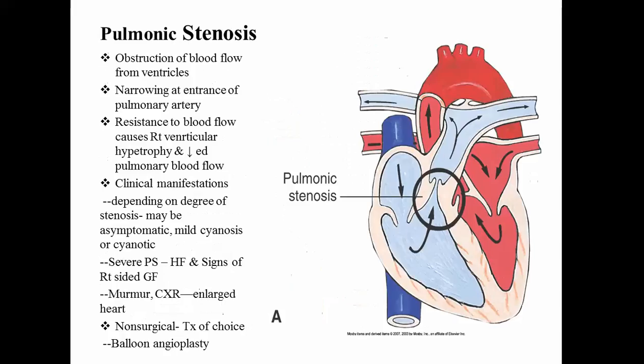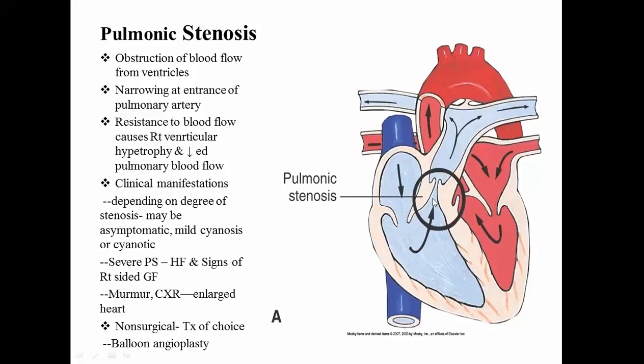Our next defect is pulmonic stenosis. This defect is an obstruction of blood flow from the ventricle. So as you can see, it's really the opposite of the aortic stenosis, but it's over here. There's narrowing at the pulmonary artery. So the resistance to blood flow causes right ventricular hypertrophy and decreased pulmonary blood flow.